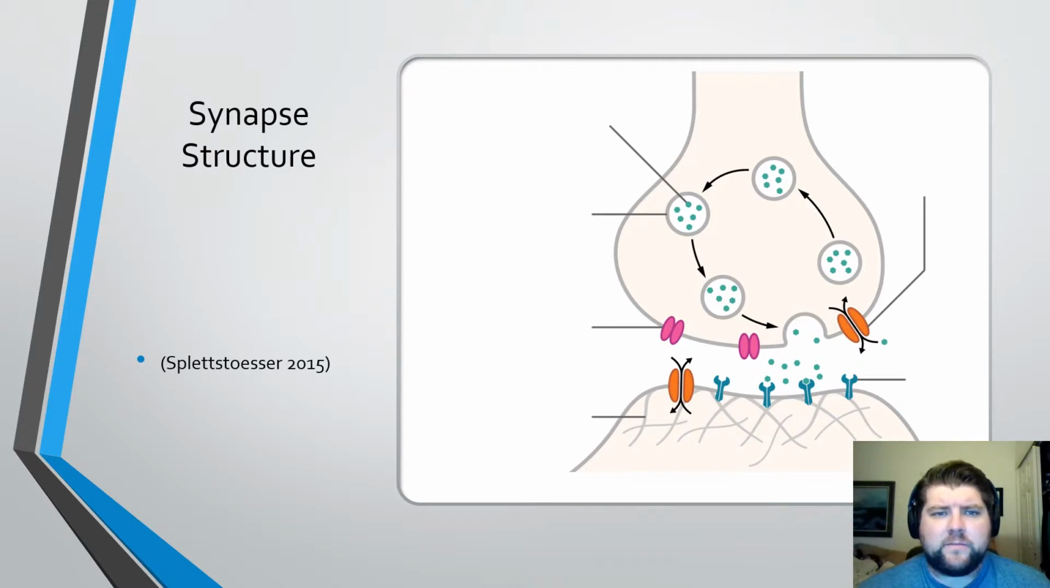So what does the structure of a synapse look like? Well, you have an axon here, and then you have a dendrite. So say this is the axon, and we'll say this is the dendrite. And so the synapse happens between these two. And the synapse is occurring in the synaptic cleft.